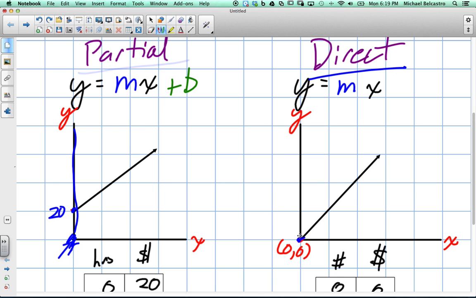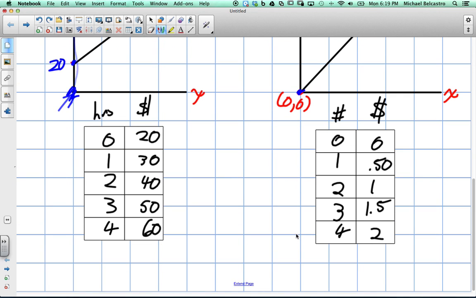Let's say we've been given a chart like this, and these happen to be set up properly, where this is a partial variation and this is a direct variation. What we have to figure out is our independent and dependent variables. Maybe this is a car mechanic and this is what he charges. At 0 hours, just to look at your car, it costs you 20 bucks. Then 1 hour costs 30 bucks, 2 hours is 40, 3 hours is 50, 4 hours is 60.